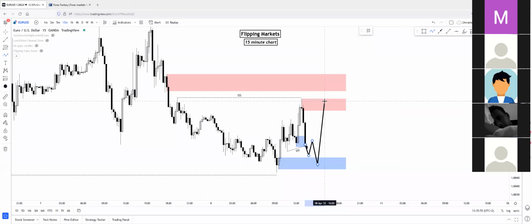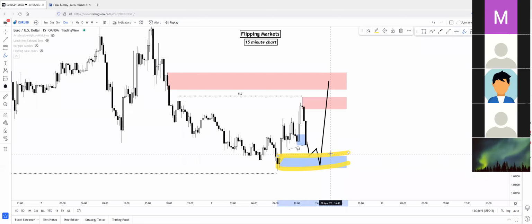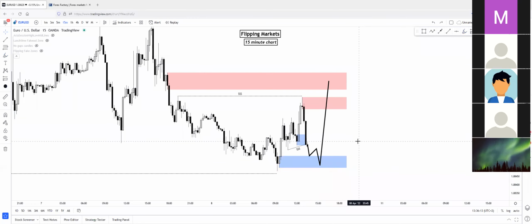And if this supply zone tap happens, there will be a liquidity sweep. Let me ask you, why will price sweep this liquidity to the upside if price can break below this demand zone down here? It needs more fuel. Exactly, for the sells.